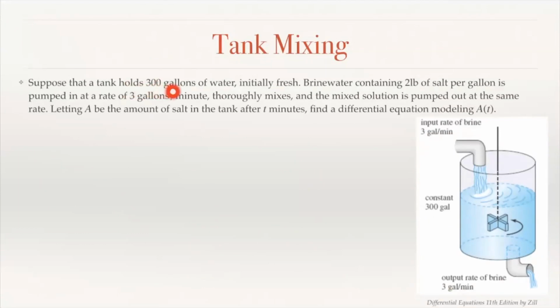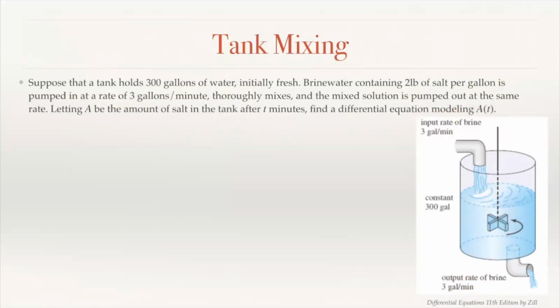Suppose that a tank holds 300 gallons of water, initially fresh water. Brine water containing 2 pounds of salt per gallon is pumped in at a rate of 3 gallons per minute. Then the tank thoroughly mixes, and the mixed solution is pumped out at the same rate of 3 gallons a minute. Let A be the amount of salt in the tank after t minutes. Find a differential equation modeling how much salt is in the tank as a function of time.